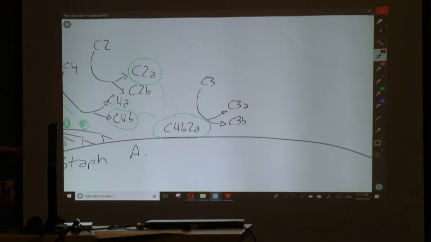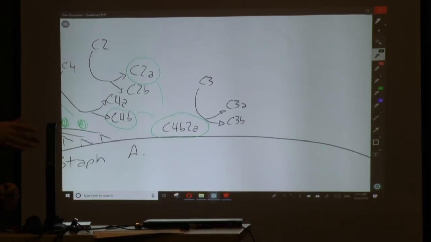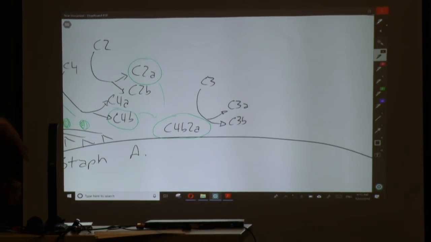It can turn into a C5 convertase later on, but before it turns into a C5 convertase, it needs to turn into a C3 convertase, right? So it can turn into a C3 convertase and then into a C5 convertase and poke the hole in the bacteria. Does it make sense?